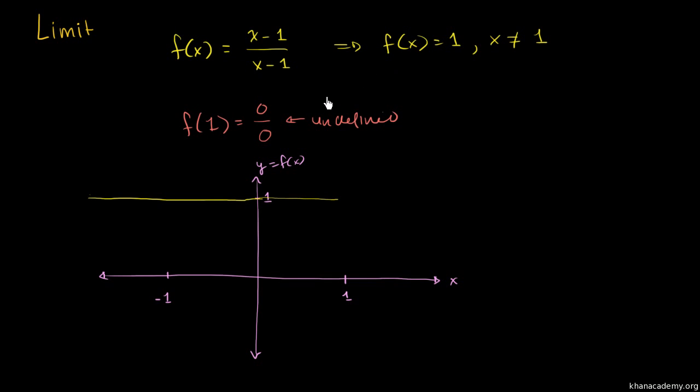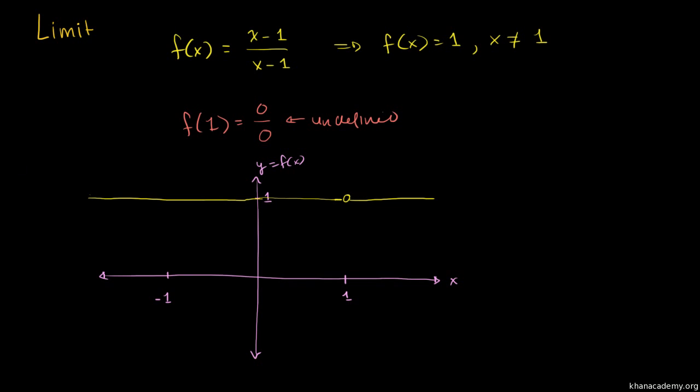Except at 1. At 1, f of x is undefined. So I'm going to put a little bit of a gap right over here, this circle, to signify that this function is not defined. We don't know what this function equals at 1. We never defined it. This definition of the function doesn't tell us what to do with 1. It's literally undefined when x is equal to 1. So this is the function right over here.